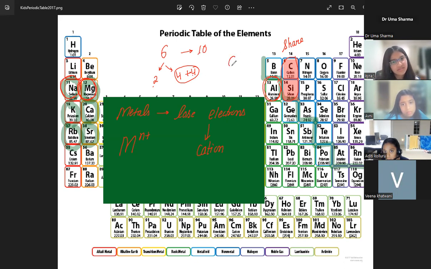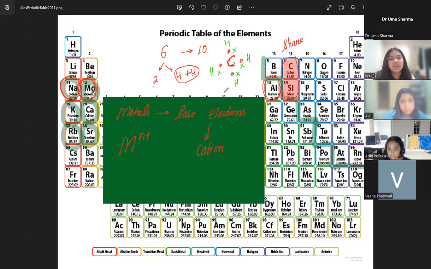Carbon is sharing 4 electrons. These are the 4 electrons of carbon, and it is going to share them with another element. The other element is also going to give 1, for example, hydrogen. But then wouldn't it be 2 then?